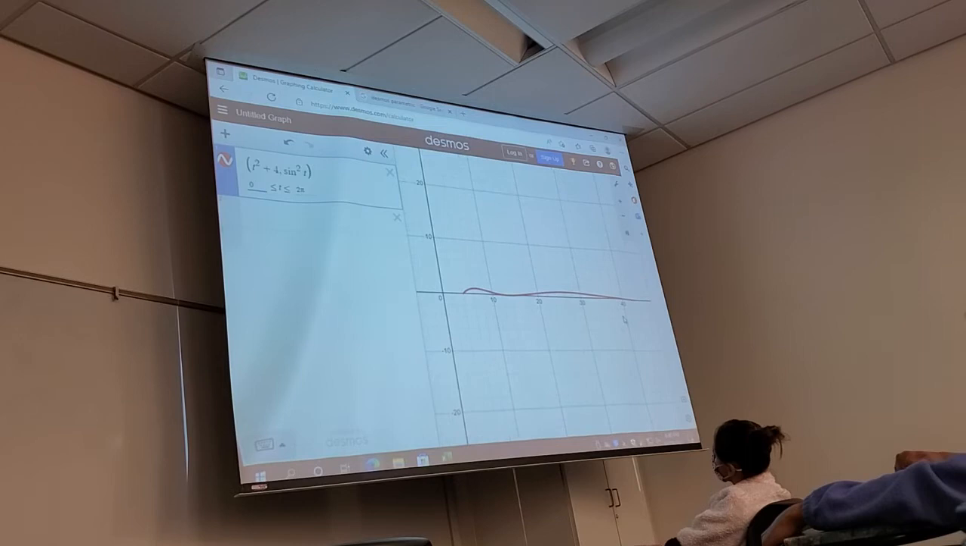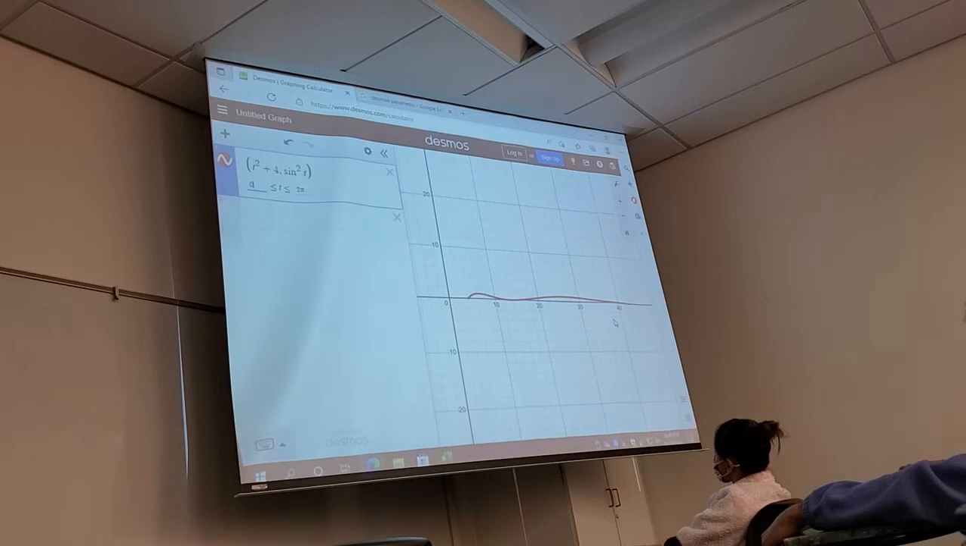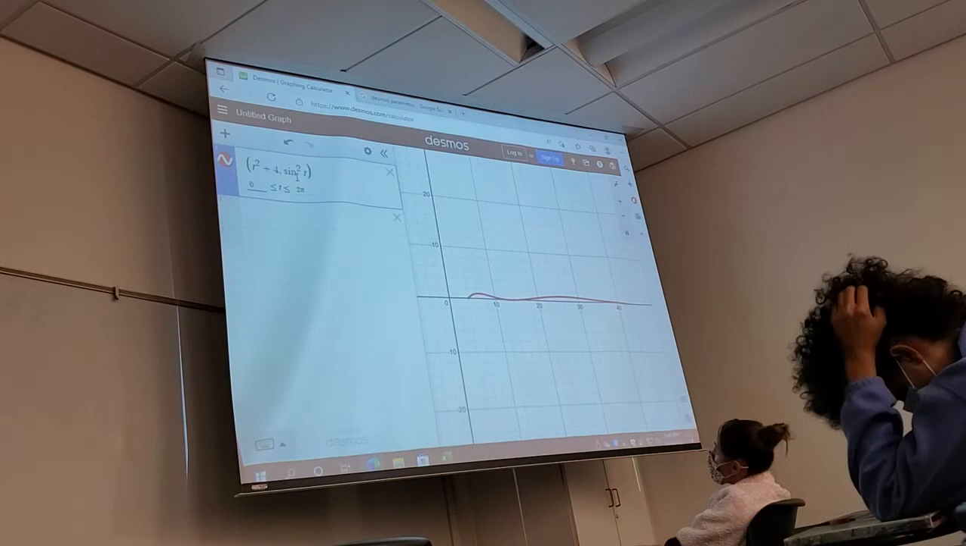And why does this stop here? Well, because that's as far as I go with 2 pi. Is that all right? You guys with me? 2 times pi is roughly 6. 6 squared is 36 plus 4 is 40. That's why it's out here. Does that make sense? Yeah. If I kept going, okay. What was my point? Oh, that was it. You see, that's easy.